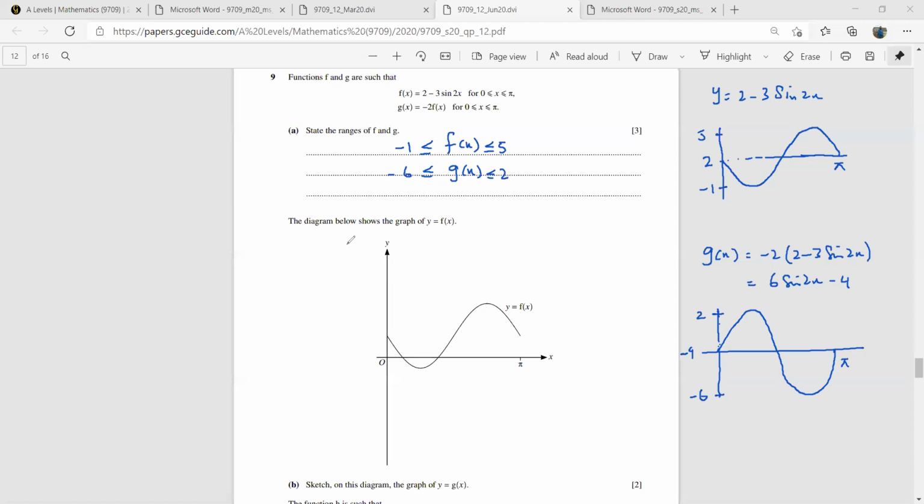Now it says the diagram below shows the graph of y is equal to f of x. So we have an idea that this is going to be 2 over here, this is going to be 5 over here, and this is going to be -1 over here. It says sketch on this diagram the graph of y is equal to g of x. I'm reading from the bottom of the screen, part B. So I have already drawn its rough sketch.